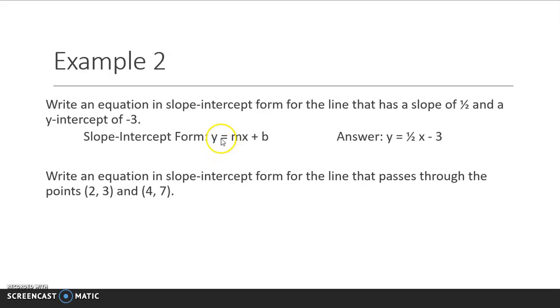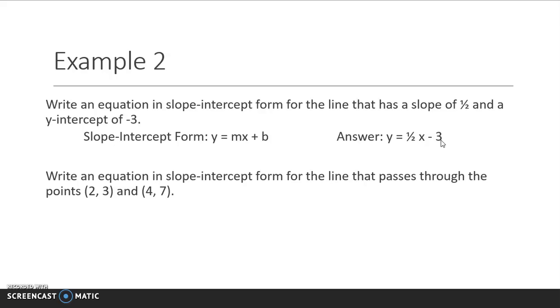Okay, the general form is y equals the slope times x plus the y-intercept. So when I plug in the numbers I've been given, I write y equals 1/2 times x minus 3. Now notice I didn't do plus -3. I just simplified those signs, and you're always allowed to do that. So now let's take a look at one where we have to do a little algebra.